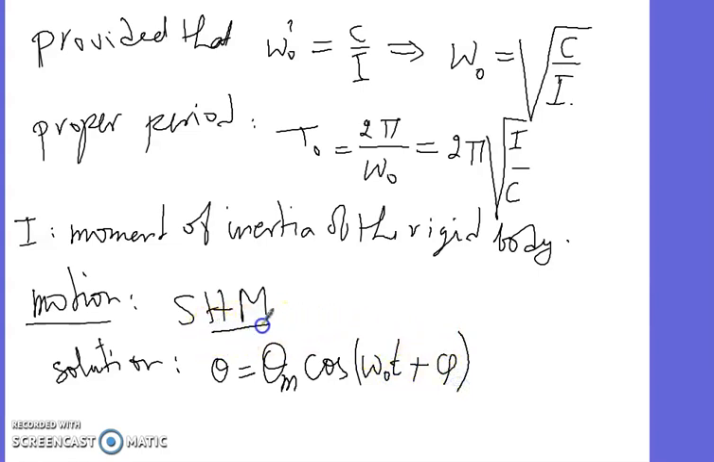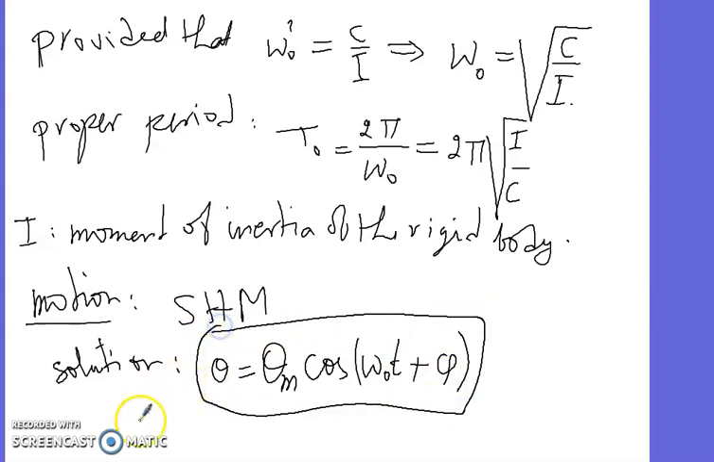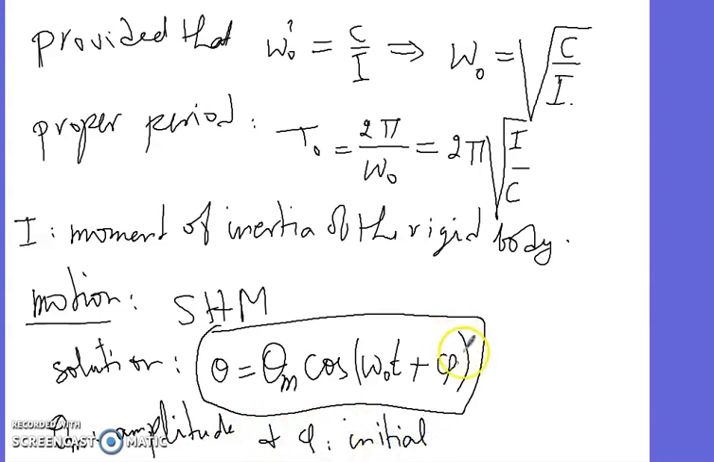Clear? Where, as we did with elastic pendulum, the first pendulum, theta m represents here the constant of integration in mathematics, but here represents the amplitude. Clear? Amplitude of oscillation, and phi is the initial phase. It is the state of the pendulum at t equal to 0. Okay? Good.